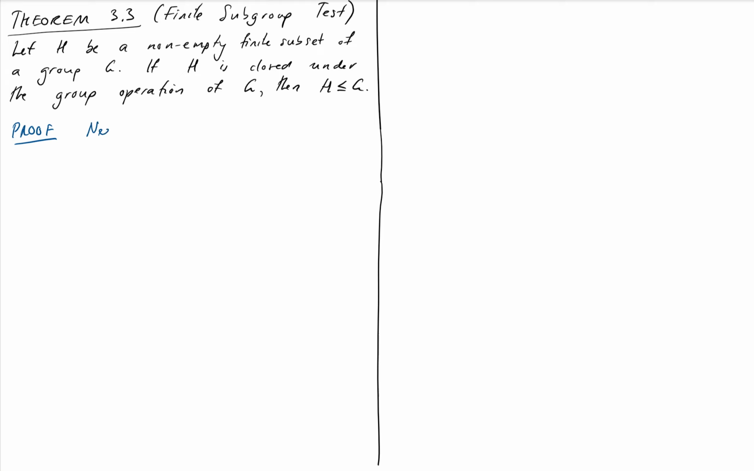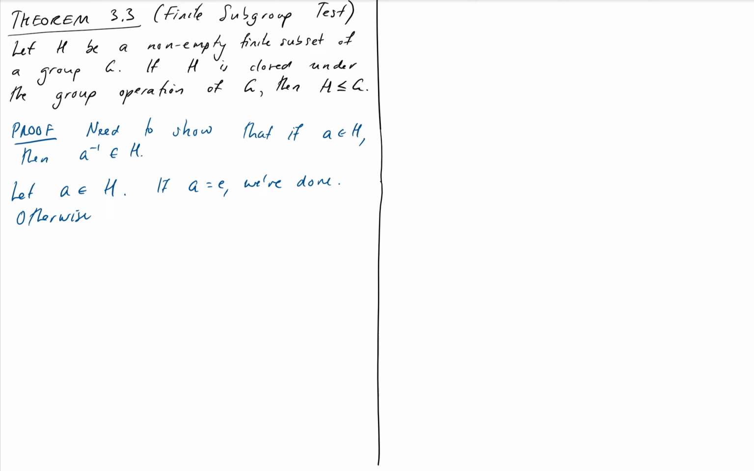Okay, so we need to show that if a is in our subset, then so too is a inverse. Because if we do that, then we'll have a subgroup by the two-step subgroup test, because the other step is given to us in the actual theorem statement itself. Okay, so we'll start by choosing ourselves an element a of our subset. It's non-empty, so we can do that. If a is equal to the identity, we're done. We know that the inverse of the identity is in our subset, so we don't need to worry any further about that. But if a is not the identity, otherwise, we need to somehow figure out that a inverse is in our set based on this.